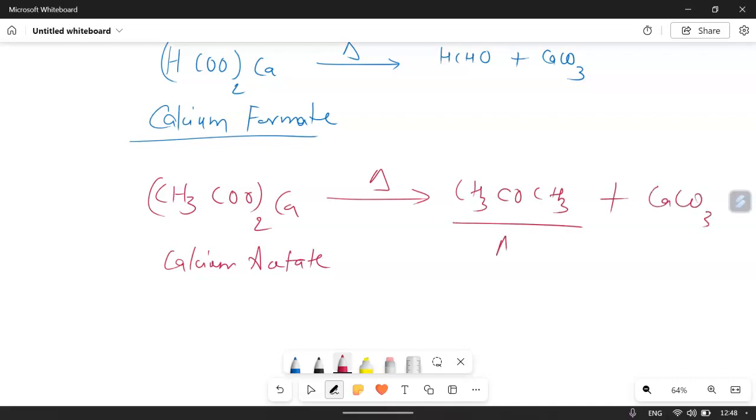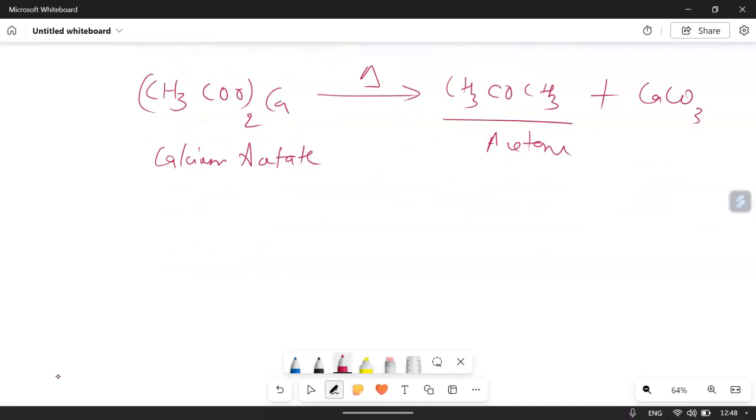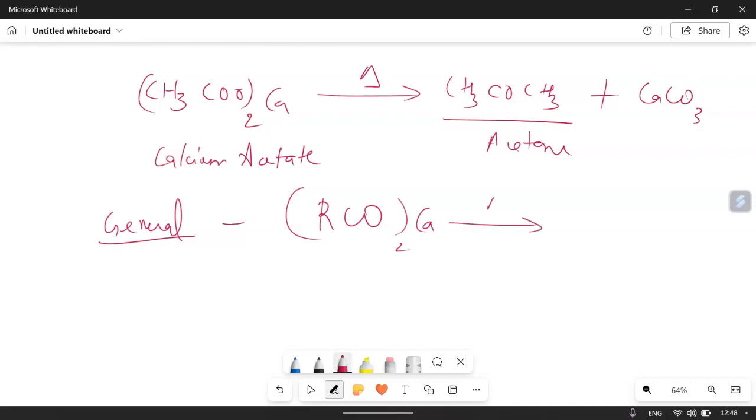So it will give the acetone ketone. Okay, so that's a good method to prepare. Just heat it up. So in general we can write down general reaction (RCOO)2Ca. Heat it up will give RCOR'.